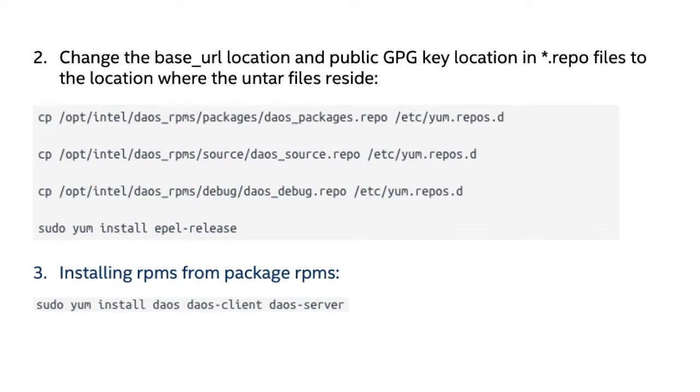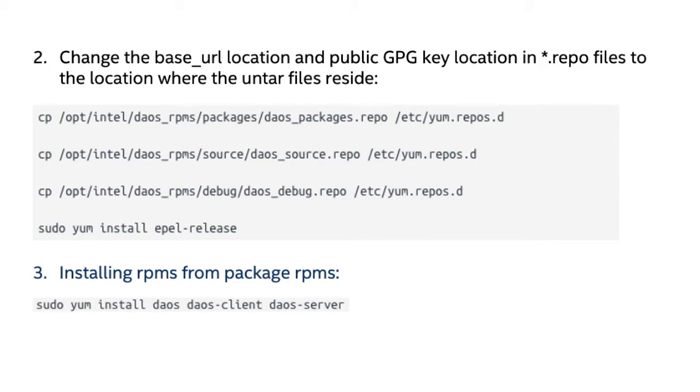Next, you'll have to edit these repo files by changing the base URL location and public GPG key to the location where the untar file resides, and then copy all three of these repo files under etc yum.repos.d.